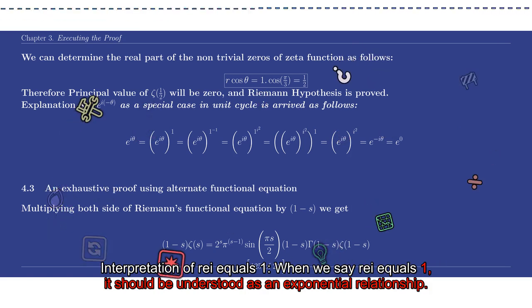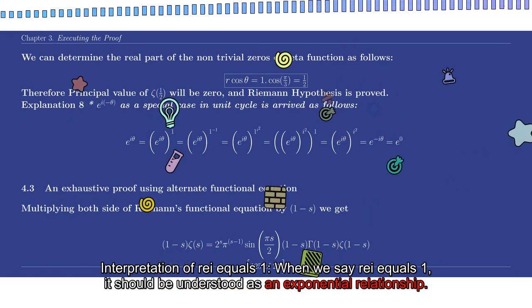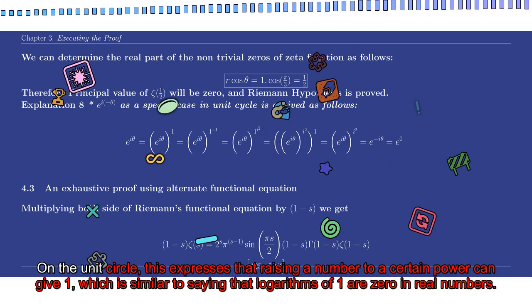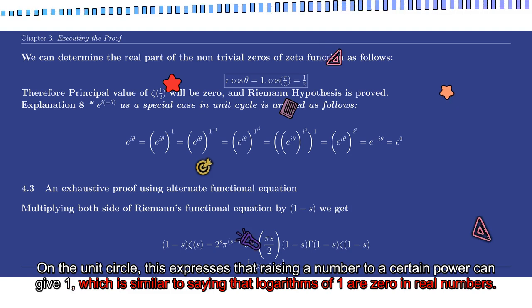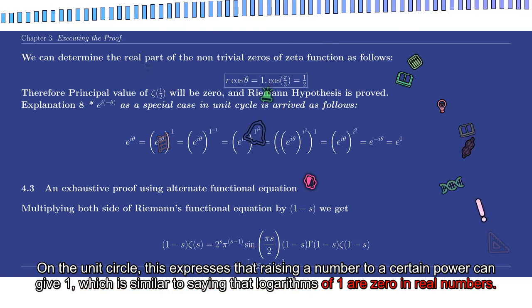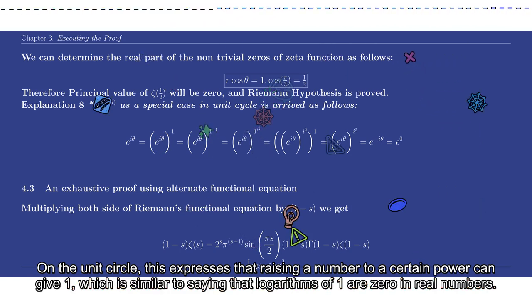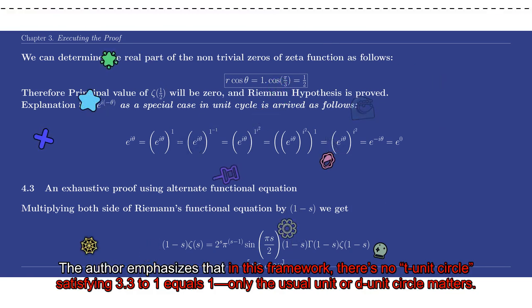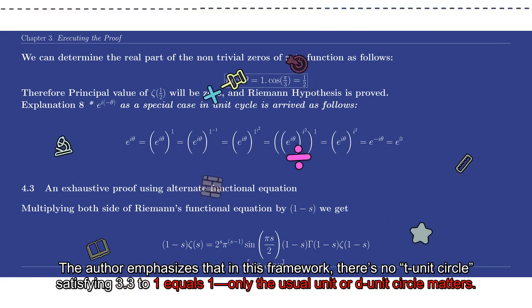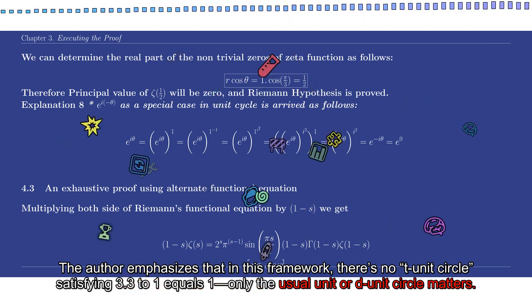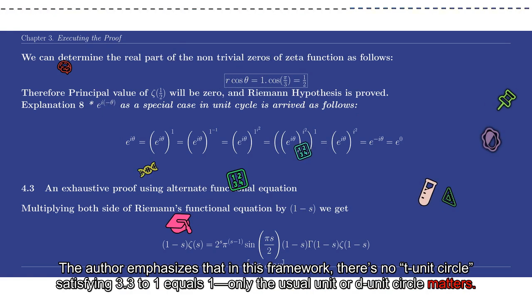When we say r equals 1, it should be understood as an exponential relationship on the unit circle. This expresses that raising a number to a certain power can give 1, which is similar to saying that logarithms of 1 are 0 in real numbers. The author emphasizes that in this framework, there is no t-unit circle satisfying 3.3 to 1 equals 1. Only the usual unit or d-unit circle matters.